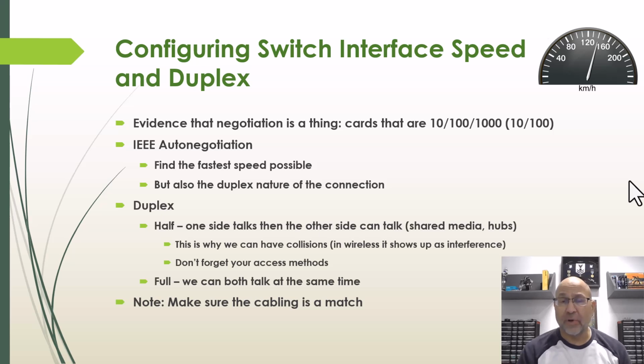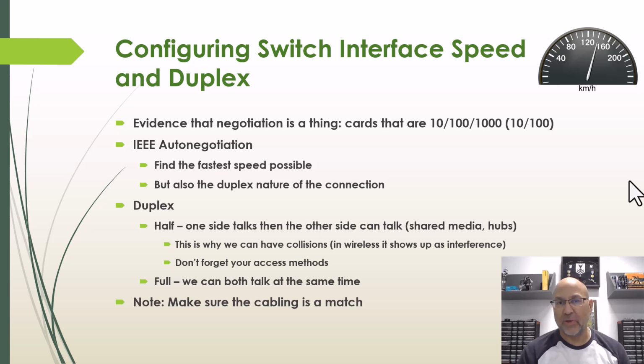Now, the goal for IEEE auto-negotiation is to find the fastest speed possible, but also to configure the duplex nature of the connection. Now, if you couldn't remember what duplex means, duplex refers to how the two sides are communicating. So if you're in a conversation, right? You and I are talking, and I talk, then you talk, that's half duplex, meaning that we're not talking at the same time. We see half duplex mode used in a lot of shared media.